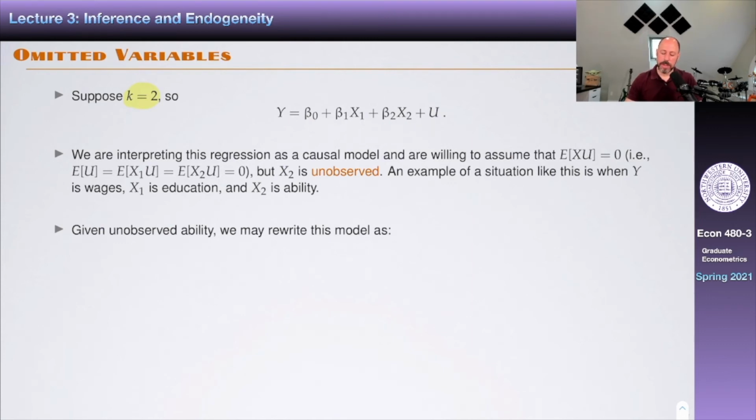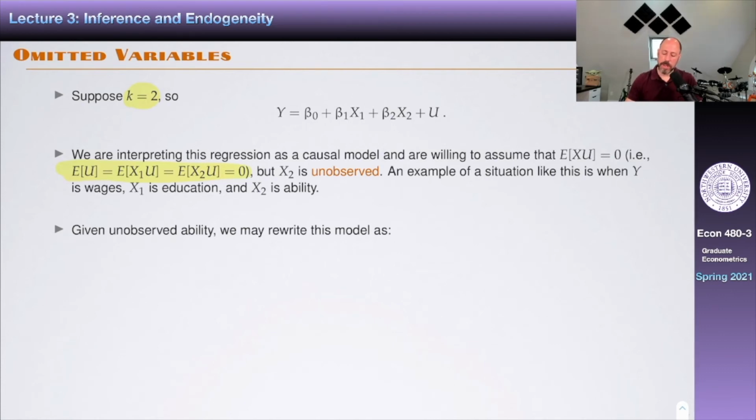And then we interpret this regression as a causal model, of course. We're willing to assume that the expected value of xu is 0. So we have this model that says y is related to x1 and x2, and anything else is irrelevant. So in other words, the expected value of u is 0, which is always a normalization. The expected value of x1 u is 0. The expected value of x2 u is 0.